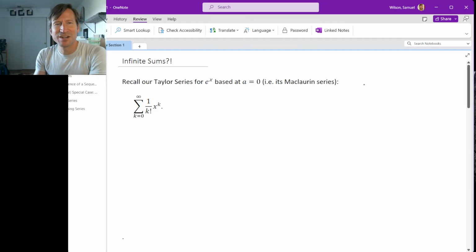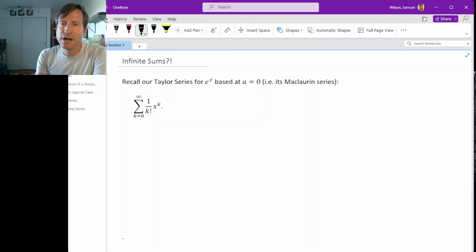We've got ourselves into kind of a strange situation with our work with Taylor series and Maclaurin series. So here's an example of this. We have this Maclaurin series for e to the x, or Taylor series for e to the x based at 0, so it's a Maclaurin series. And we've been saying that this is equal to e to the x.